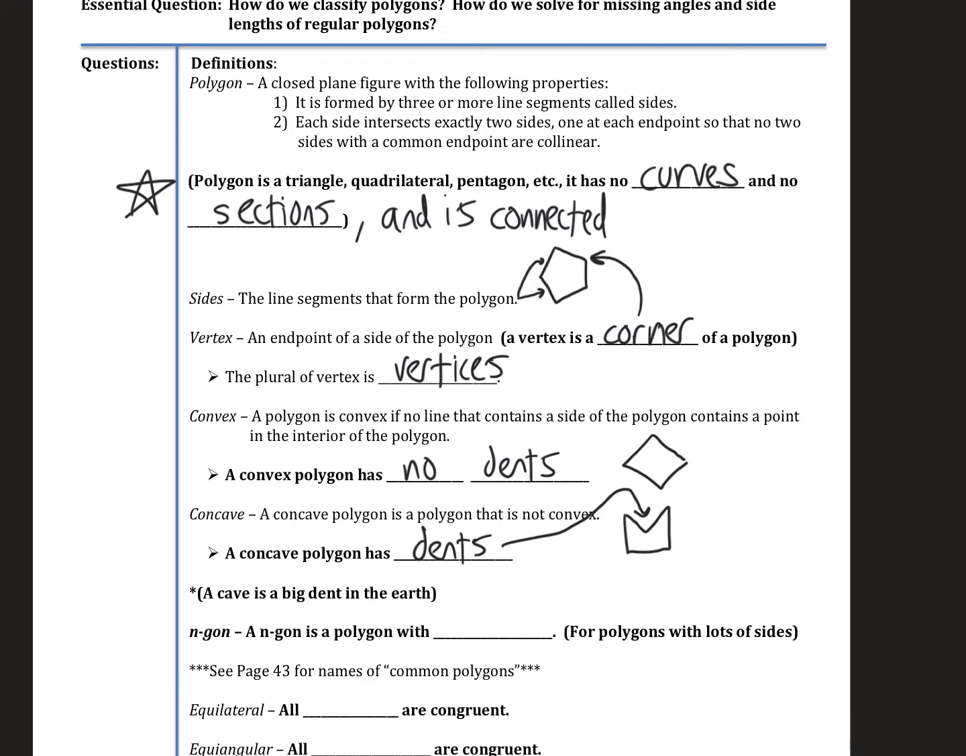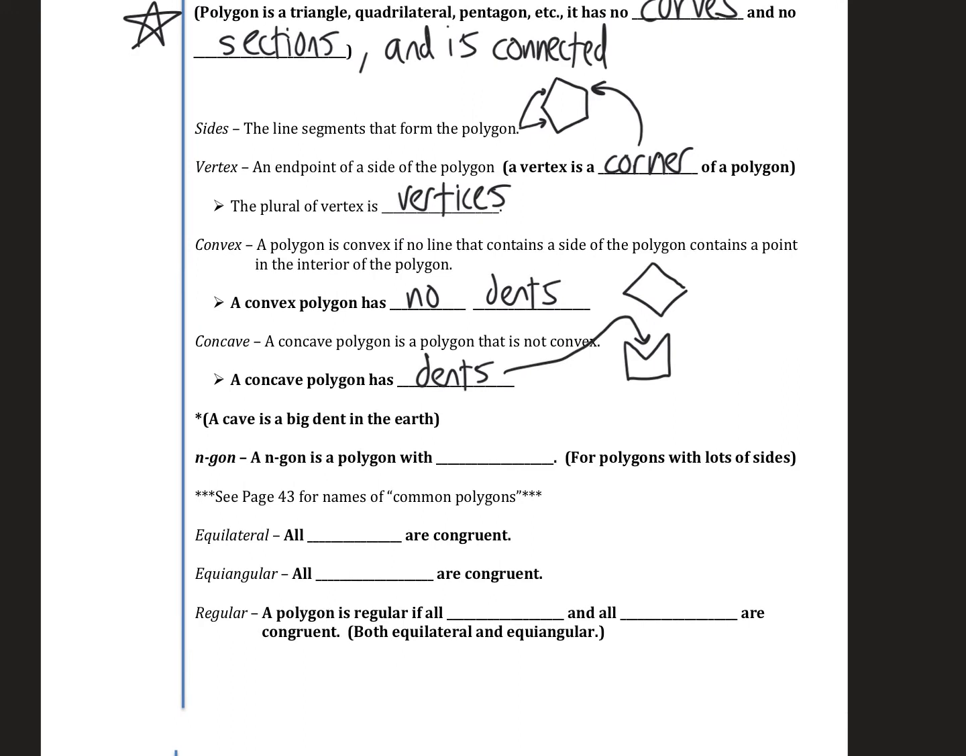Okay, and these shapes are not perfect because I can't really draw straight lines on here, but let me just try something. Can I do that? No, it won't let me. All right, and it says a cave is a big dent in the earth. That's kind of how you remember that. So concave is going to have dents, convex has no dents, it goes outwards.